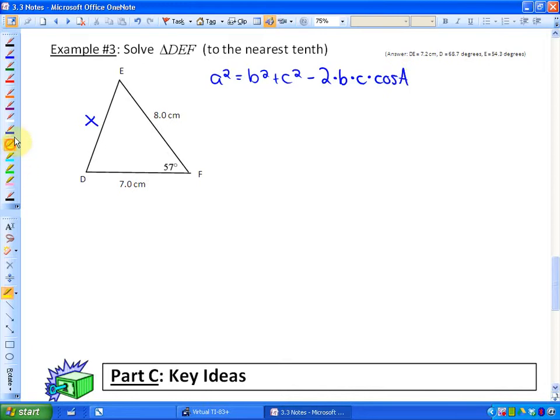If we are solving for side x, that's going to be replacing lowercase a, and its opposite angle, 57 degrees, is going to replace or substitute capital A in the cosine law. The other two side lengths, 7 centimeters and 8 centimeters, can replace either side B or C. It won't matter. So let's go ahead and start substituting and solving. So in this case, we have x squared is equivalent to 7 squared plus 8 squared minus the product 2 times 7 times 8 times the cosine of 57 degrees.